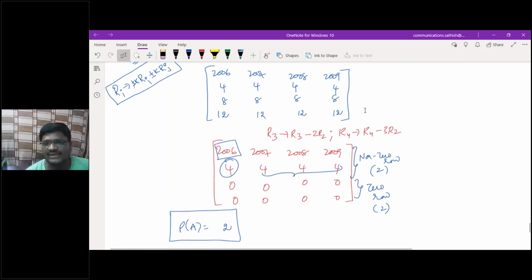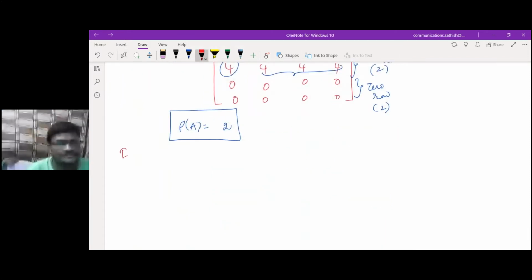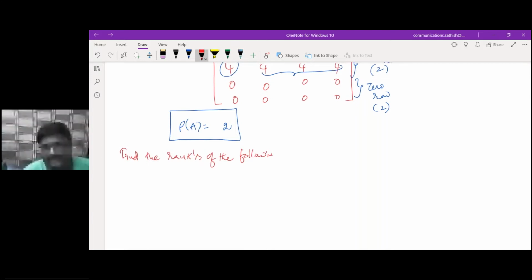So let me give you some homework problems. The homework problems are: find the ranks of the following matrices. So now let me take some matrices. Find the ranks for the following matrices. So note down the questions.